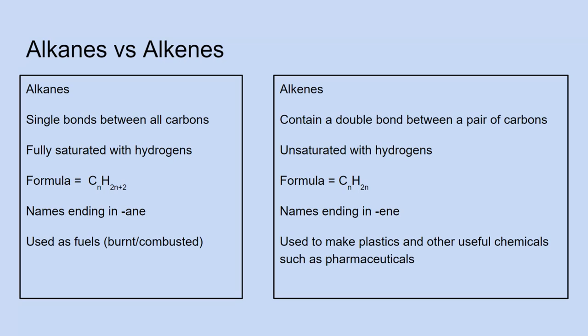Alkenes have the general formula CnH2n. So that means however many carbons we have, let's say 2 for example, we have C2. The formula for an alkene with C2 would be C2H4. We've doubled it, okay? All our alkenes end with ene, and we tend to use alkenes for making plastics or polymers and other useful chemicals like pharmaceuticals, which are drugs that you take, okay?